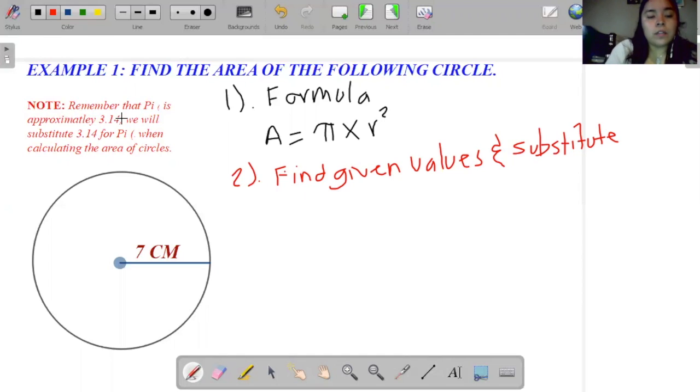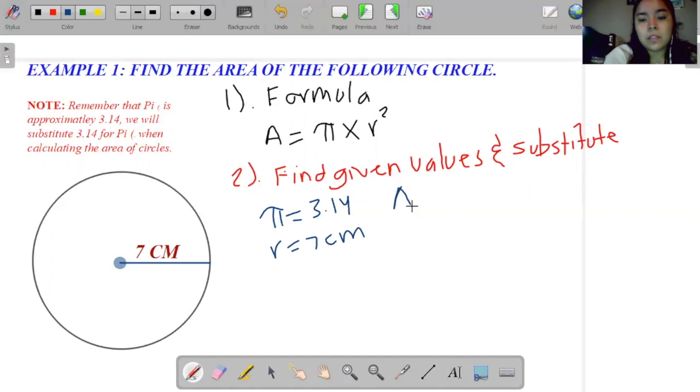So what values are given to us? We have that pi is approximately 3.14, and we have that r is 7 centimeters. And now it says substitute. So we're going to substitute these values into our formula. So now our formula is going to look like this.